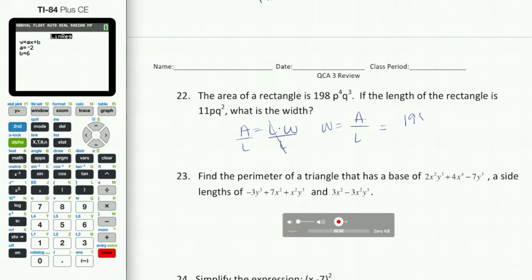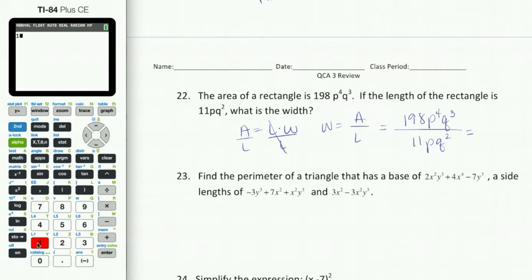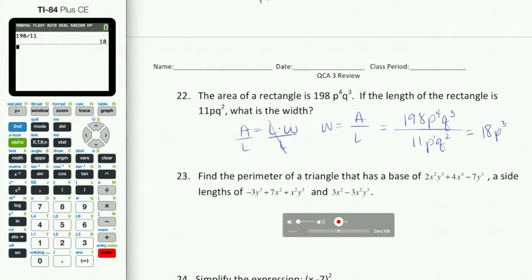So our area is 198p to the fourth q to the third all over 11pq squared. So 198 divided by 11 is going to give us 18. And then we're going to subtract our exponents. So we're going to subtract the 4 and the 1. So that's p to the third. And then the 3 minus the 2. We're going to get q to the first power, just q to the 1.